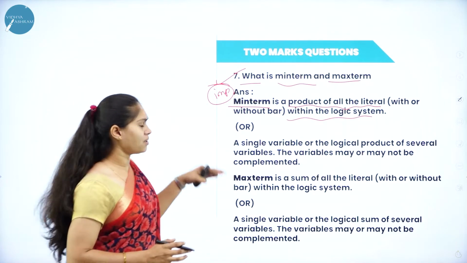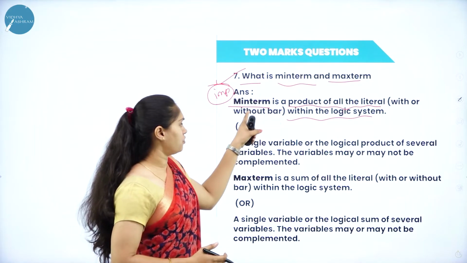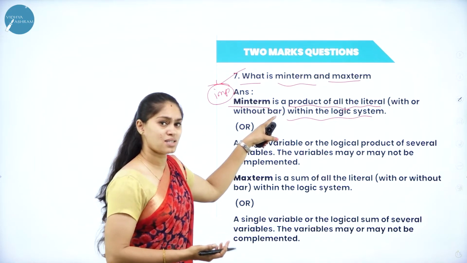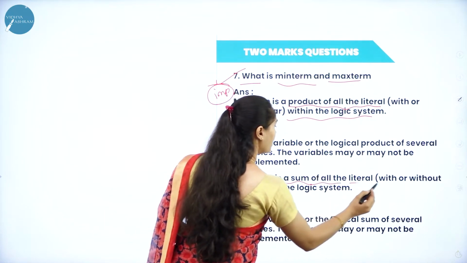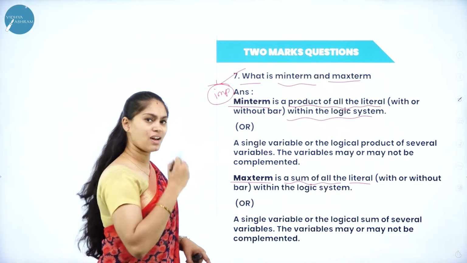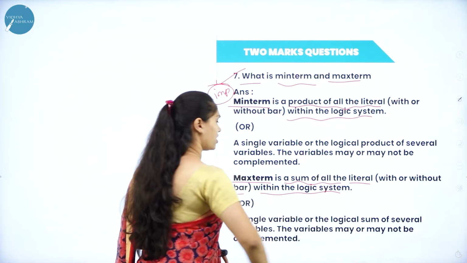So then what could be the max term? If min term is a product, then max term must be sum of. Okay, so that is max term. It is the sum of all the literals, with or without bar, within the logic system.